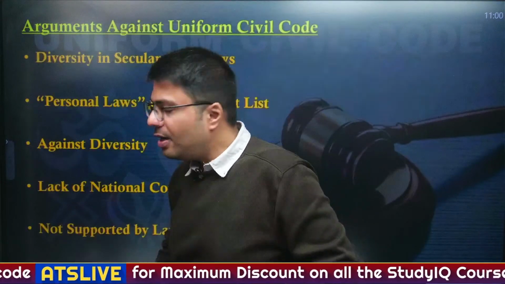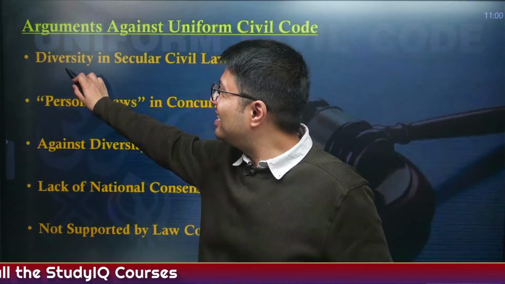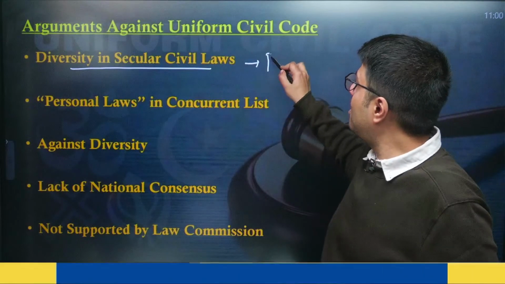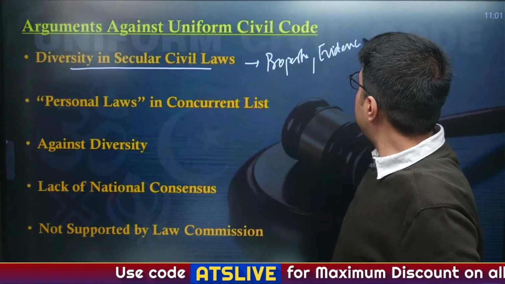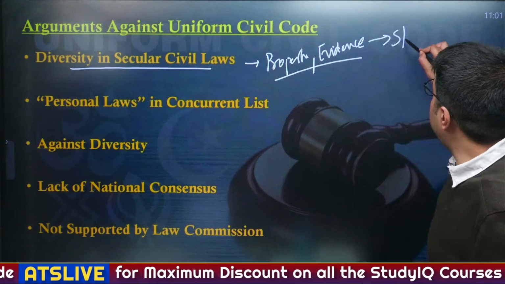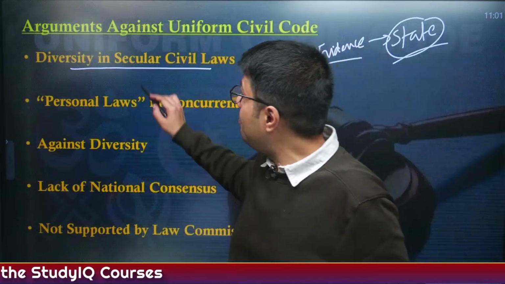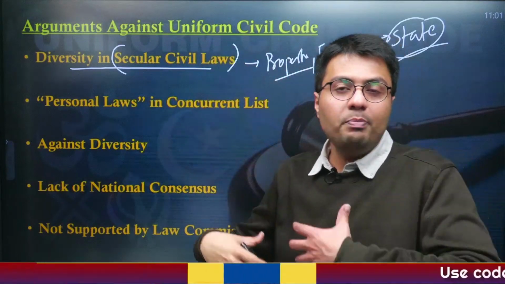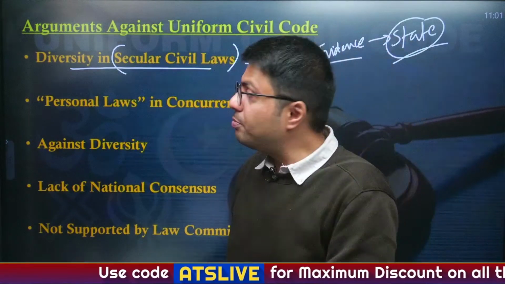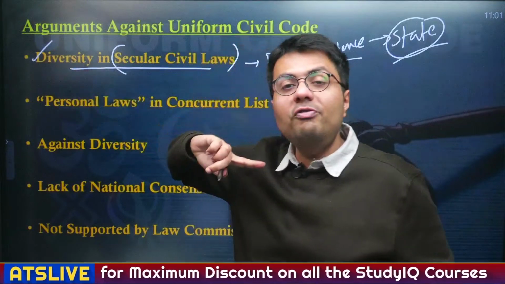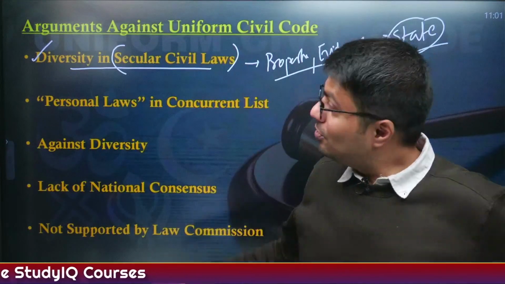Now let us try to understand the arguments that say India is not ready for a Uniform Civil Code. First of all, there is diversity in secular laws like the Transfer of Property Act and the Evidence Act. Even the criminal legislations in India are subject to amendments by state governments. So in practice, as per the amendments made by different state governments, even the secular civil laws have witnessed many changes according to the location in the country. So the people advocating against the Uniform Civil Code say that when there is diversity even in our secular civil laws, how can you ensure that personal laws are not diverse? So this is the first argument.